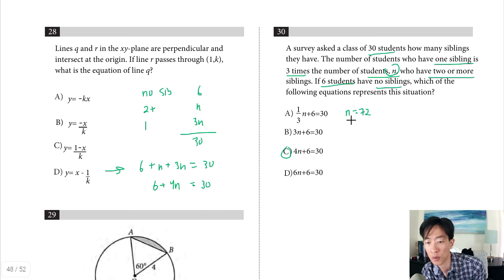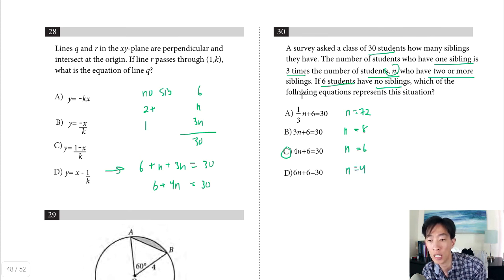30 minus 6 is 24. 3n equals 24, n equals 8. Number 4: 4n equals 24, n equals 6. Letter D: 6n equals 24, n equals 4.